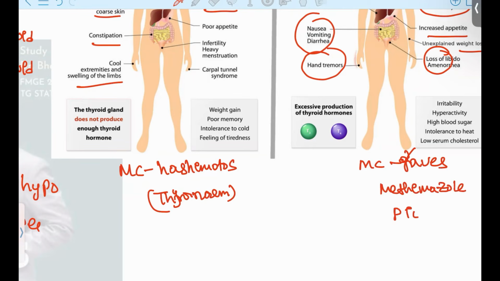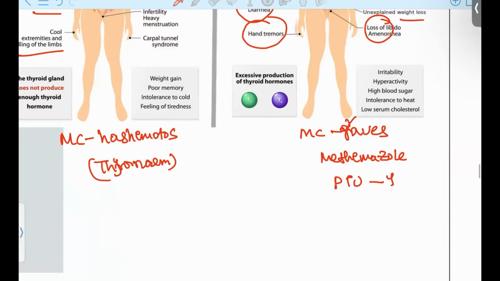PTU is given in the first trimester of pregnancy because methimazole can cause teratogenicity in the baby. That's why we should avoid methimazole or carbimazole in pregnant patients.